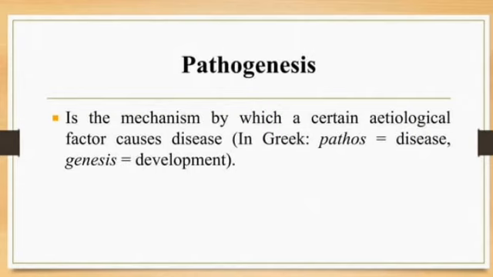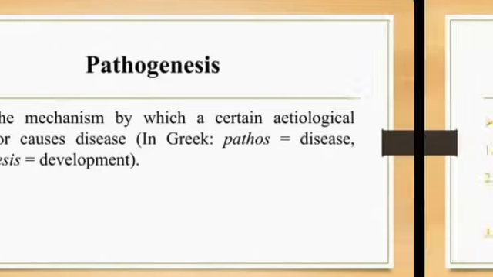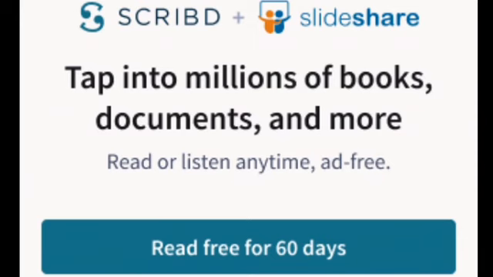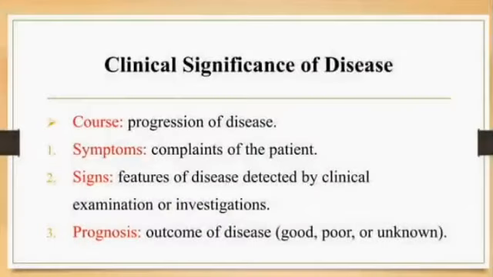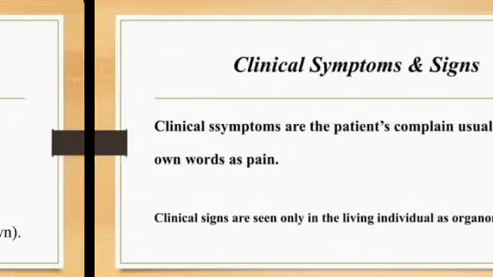Pathogenesis is the mechanism by which certain etiological factors cause the disease. Pathos means disease, genesis means development. Clinical significance of a disease: first we can go over the cause, which is the progression of a disease. Next is symptoms, like what are all the complaints that patients are giving. Next we can go for signs. This is a feature of a disease detected by the clinical examination or the investigation. Prognosis is the outcome of a disease, either good, poor or unknown.